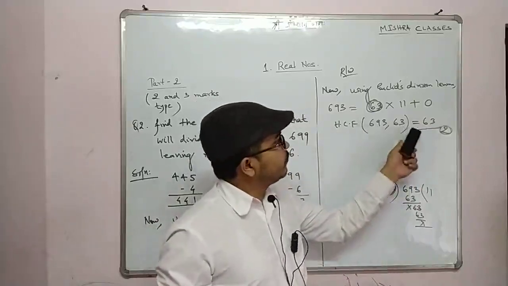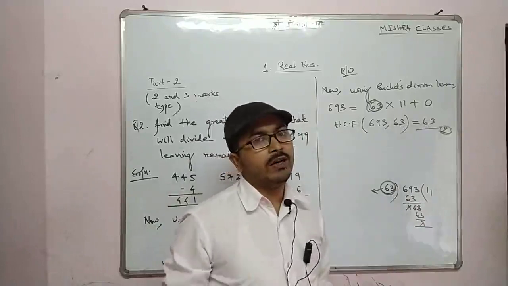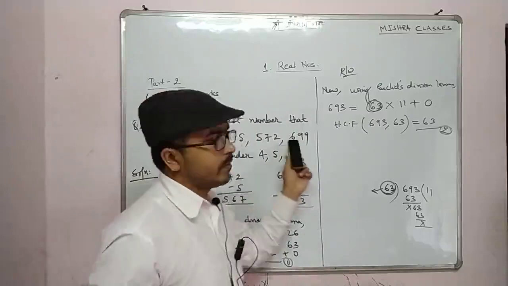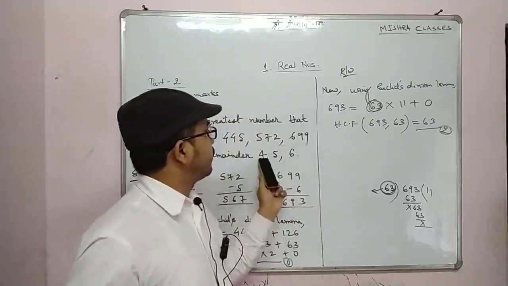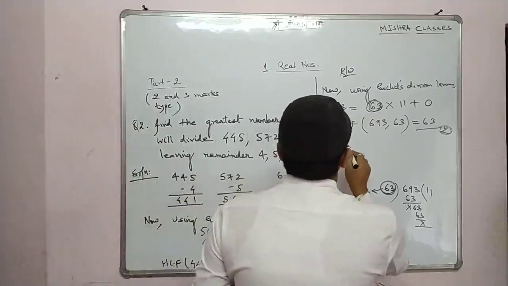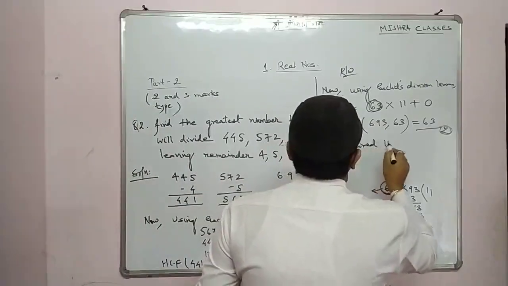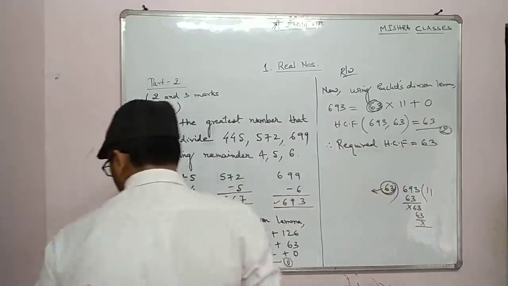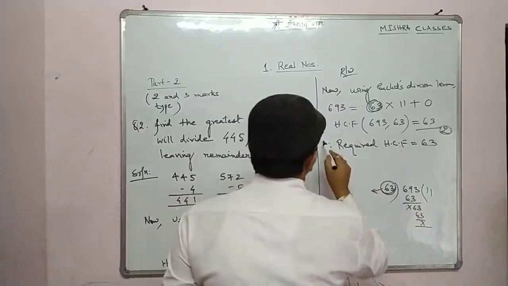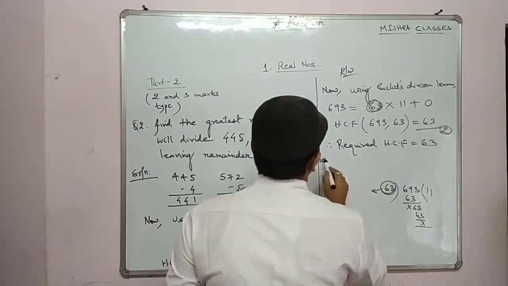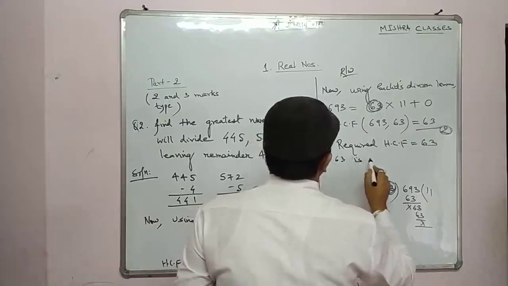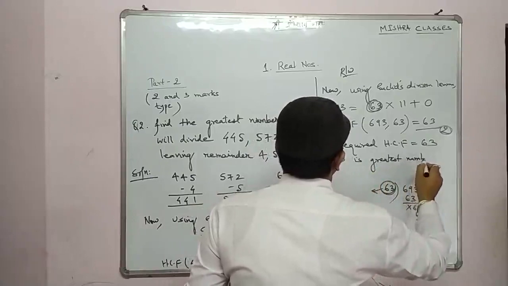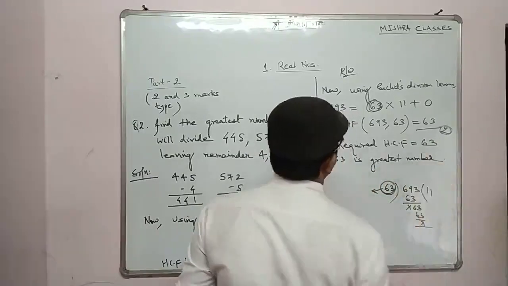So from 1 and 2 we can say that 63 is the required greatest number which will divide the given numbers, leaving remainders 4, 5 and 6. Therefore required HCF equals 63. That implies 63 is the greatest number. Alright, is it clear?